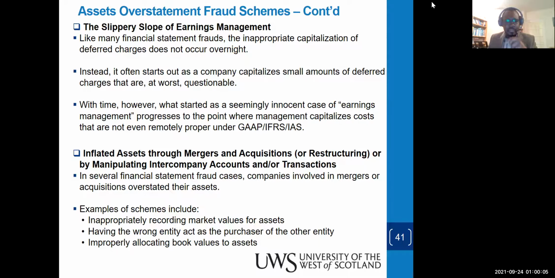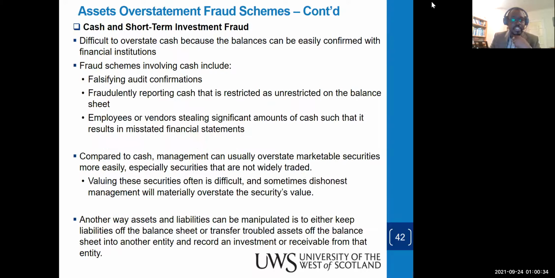Okay, they could also overstate, inflate mergers, assets which are acquired through M&As. So I put all of this in that picture we saw. Okay, so they could improperly or inappropriately record market values for assets. They will have the wrong entity to act as a purchaser of the other entity, or they couldn't properly allocate book values to the asset during the periods of acquisition or restructuring or reorganization.